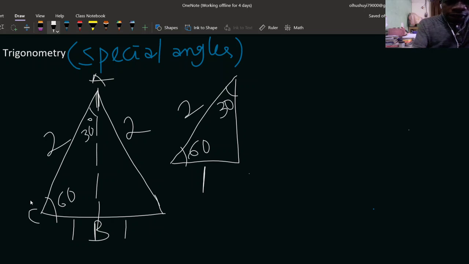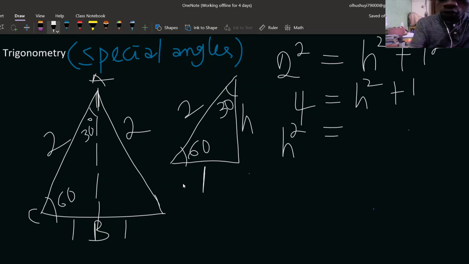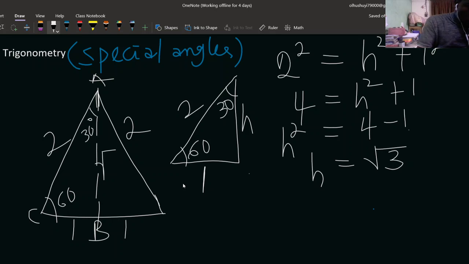So we need the height. Don't forget, the height is the opposite here. 2 is the hypotenuse. 1 is the adjacent. So using Pythagoras theorem, 2 squared should be equal to h squared plus 1 squared. Do you get that? So that will be 4 equals h squared plus 1. So h squared is equal to 4 minus 1, which is 3. Then you take the square root of both sides. That will be root 3. So definitely our h here will be root 3.